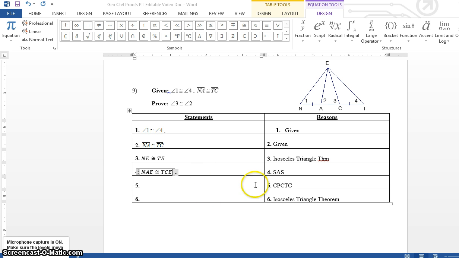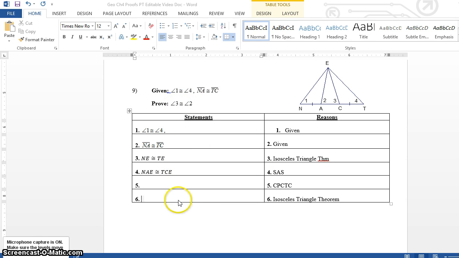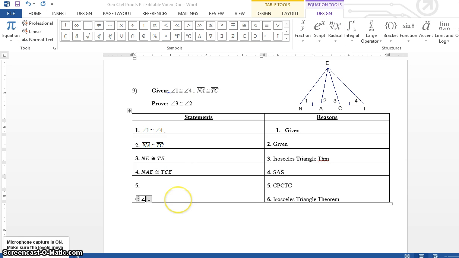But now, where are we going with this? Now it's saying we're going to use the CPCTC to prove two parts of these outer triangles are congruent. Well, what is it exactly that we need to prove congruent so that we can use the isosceles triangle theorem? This is where working backwards is beneficial, because I don't know how to move forwards. So I know that I need to prove angle 3 is congruent to angle 2.